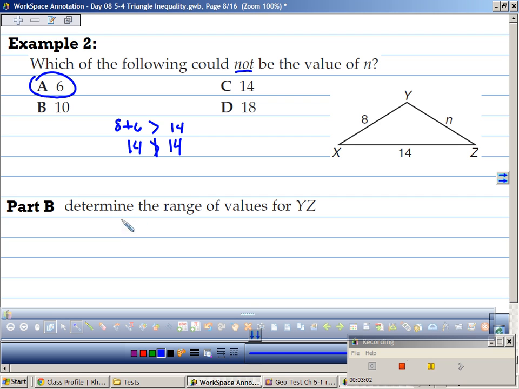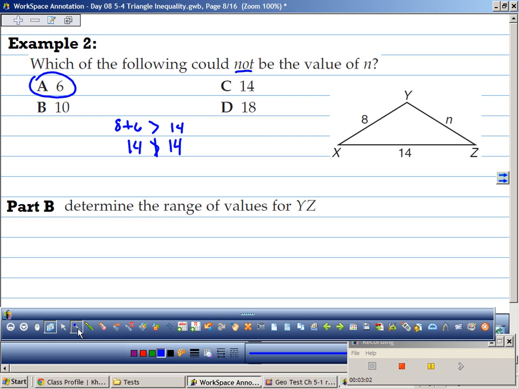Okay, the next thing we need to do, and this is the last thing we're going to do today, is determine the range of values that YZ can be. You think it could be 1 to 6? I don't think so. Okay, this is the way you do this. So everybody get ready. Alright, first let's look at YX.